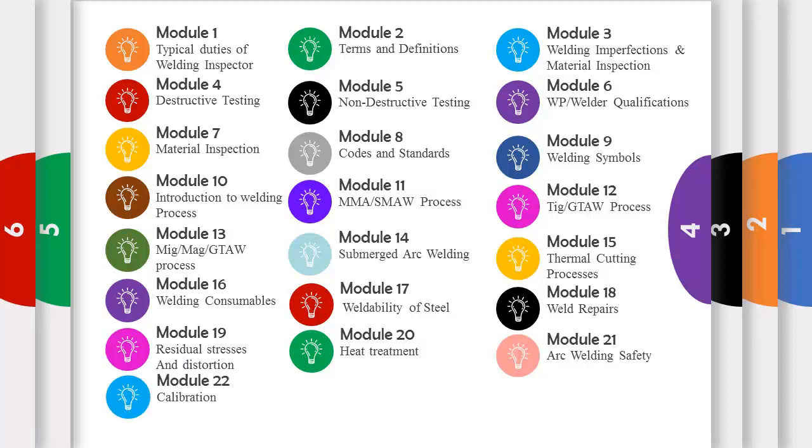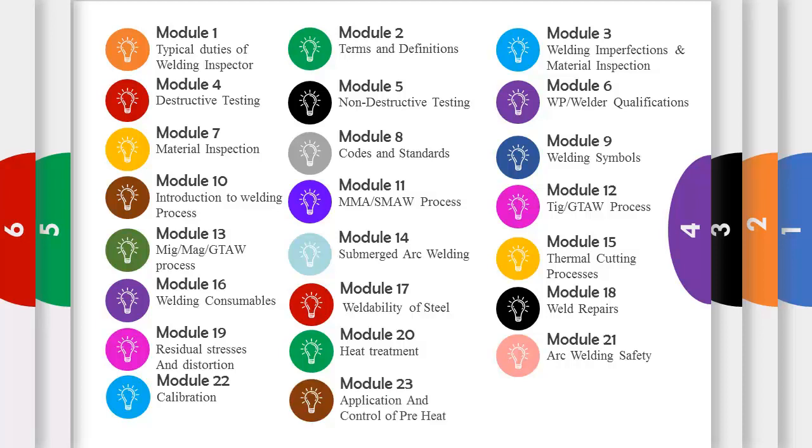The 22nd module is calibration, and in this module we will discuss why we need calibration and validation to monitor processes and operations, terminology of calibration, calibration frequency, instruments for calibration, and calibration methods.